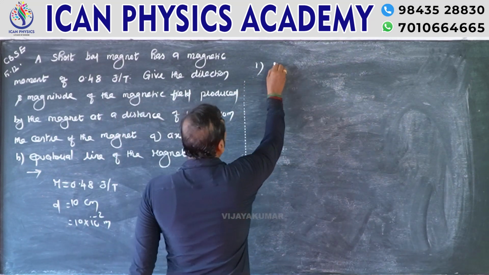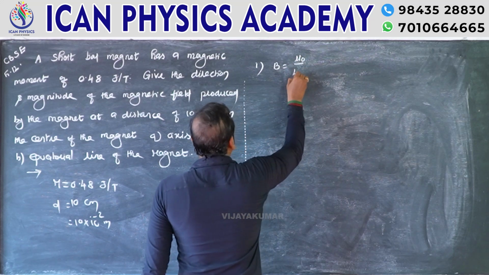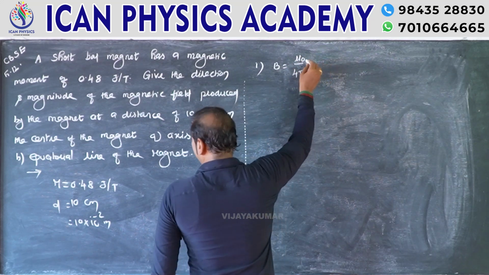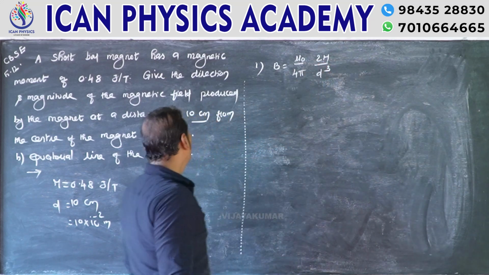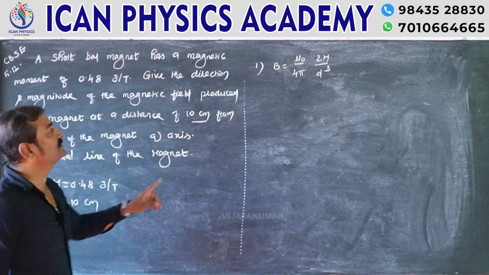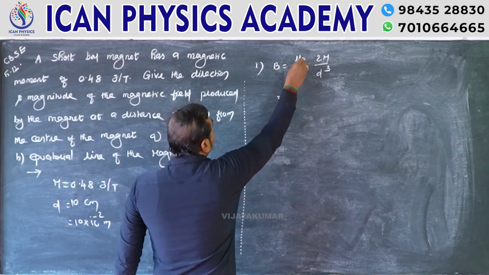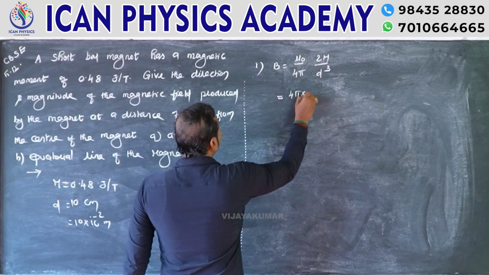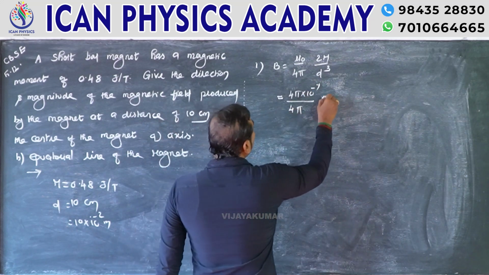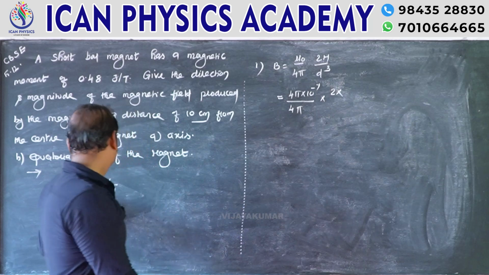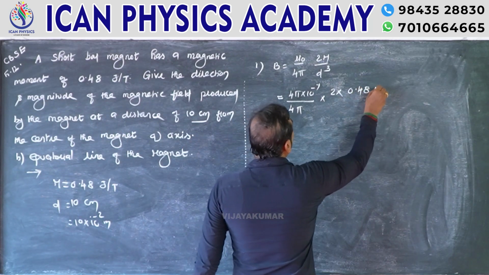So what is the formula? B equal to mu naught by 4 pi into 2m by d cube. Here the distance is taken as d, so that we can write d cube. What is the value of mu naught? 4 pi into 10 to the power minus 7, divided by 4 pi, into 2 into m. What is the value of m? 0.48.